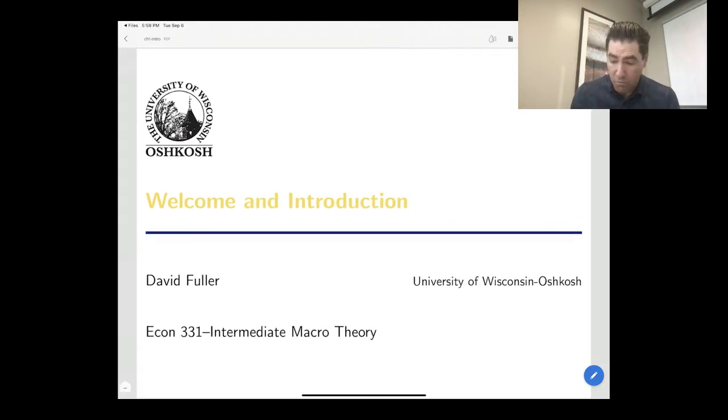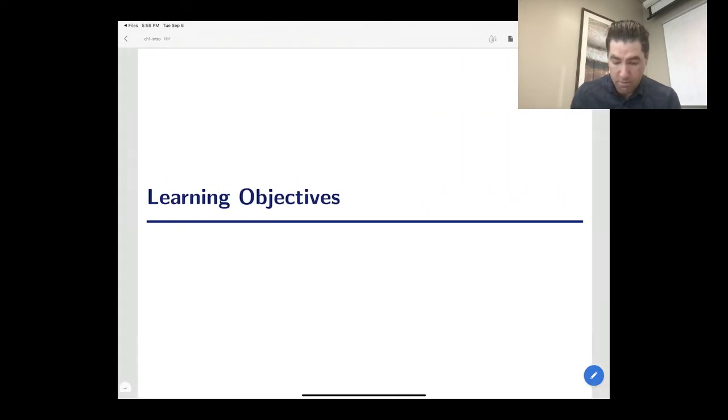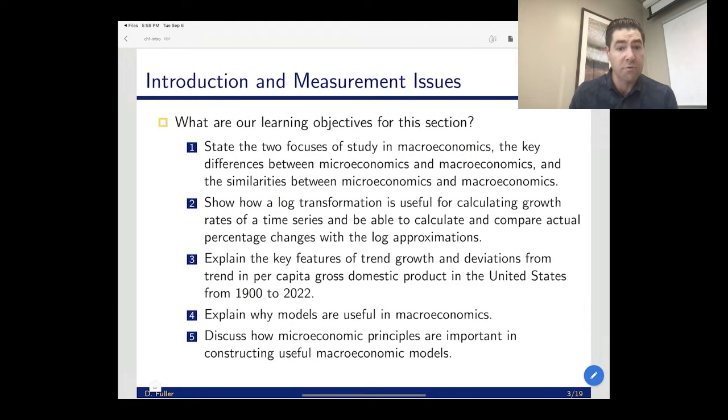With that said, what are our learning objectives for this week? This is just a very short introduction to macroeconomics. In week 1, we're not going to hit anything too hard or too complicated, just to get the ball rolling and get you used to the structure of the class. Our first learning objective is to understand what macroeconomics is, be able to define it, and explain to someone the difference between micro and macroeconomics.